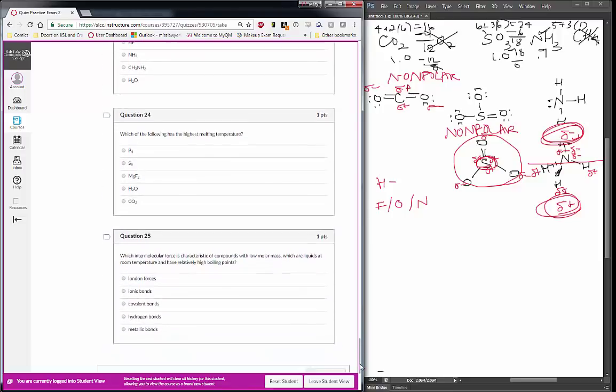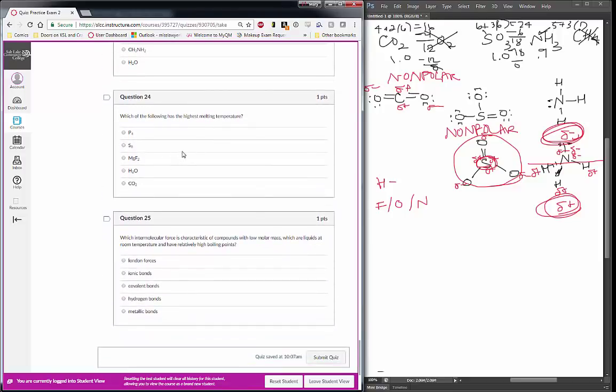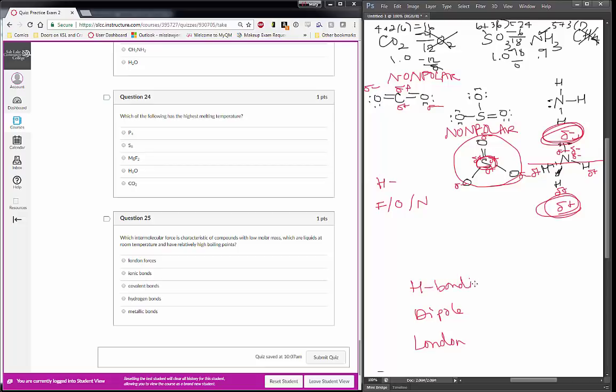And which of these has the highest melting temperature? This goes back to intermolecular forces. The stronger the intermolecular forces, the higher the melting temperature. We saw that London dispersion were the lowest, followed by dipole-dipole, followed by hydrogen bonding, and the highest that we saw were ionic bonding. So if we see an ionic compound, that would definitely be the highest, and London dispersion forces would definitely be the lowest.